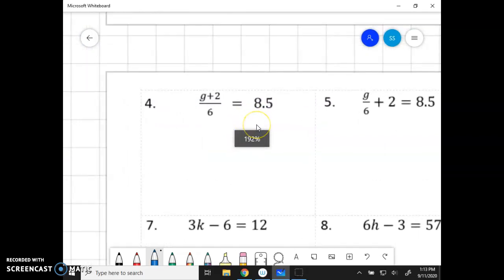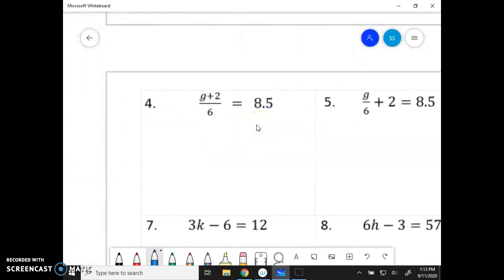The opposite of division is multiplication. If I multiply by 6 here, the 6s will cancel, so this would be 1 in the denominator. And anytime you have 1 in the denominator, you don't have to write that out. Technically, we could write 8.5 over 1. We can write any whole number over 1, but we don't need to do that. So we're just going to simplify this to g plus 2, and we're not even going to write over 1. So that's what the left side simplifies to.